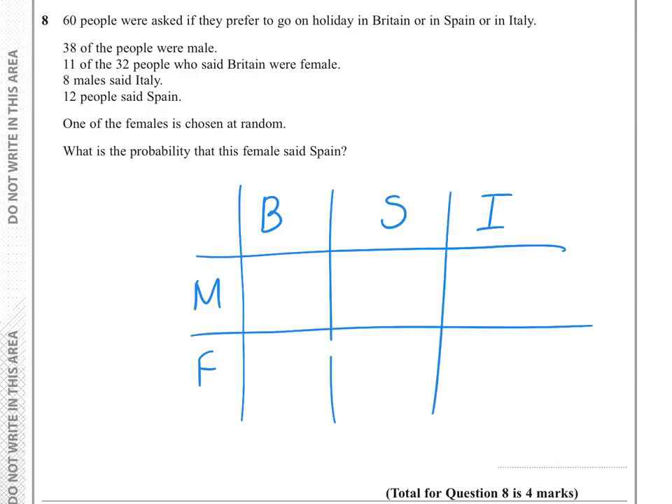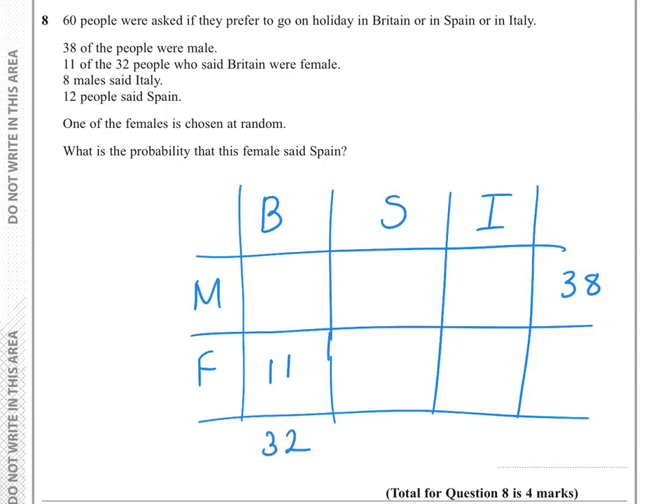So we can have a nice table here. And 38 of the people were male. 11 of the 32 people who said Britain were female. So 11 of the people that said Britain, of the 32 people that said Britain, that means that column adds up to 32, so that means this one must be 21.